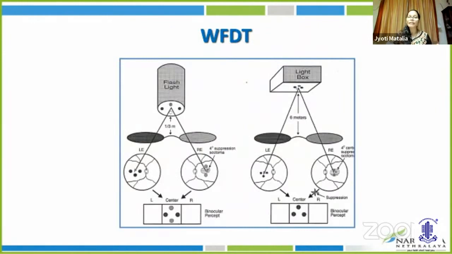If you do the WFDT, that is Worth 4-dot testing, you'll realize for distance, there is a suppression because this patient has a small scotoma. But if you do it for near, you'll see that it is normal. So this way you can diagnose and prevent unnecessary evaluation. Otherwise, she would have gone and undergone MRI, etc.